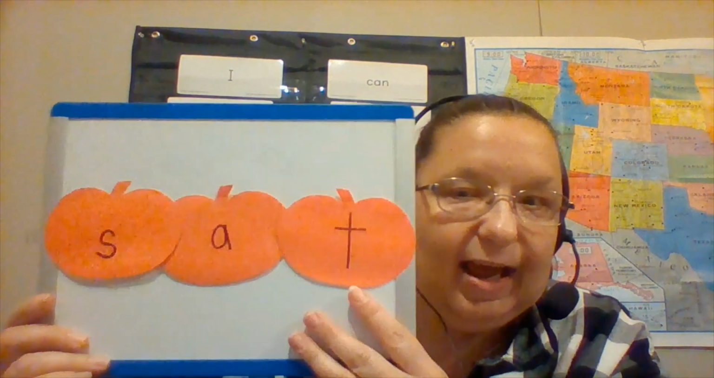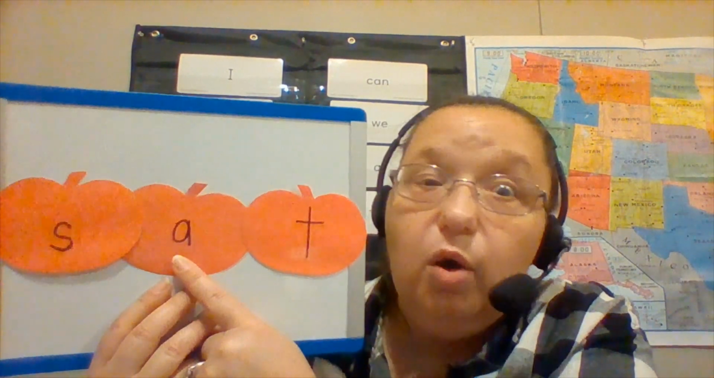Now watch. I'm going to take the I away, and I'm going to replace it with an A. We're only changing the middle sound of this word. So we have S, A, Sa, T, Sat. Sat. That's like I sat on the couch a little while ago. So just changing the I to an A, we get a whole new word.